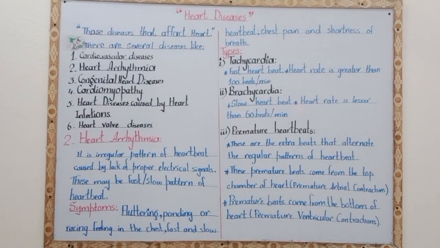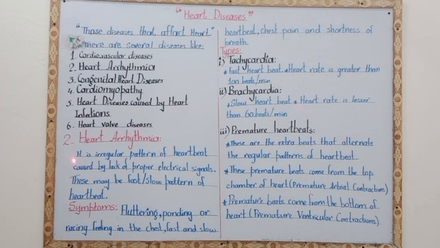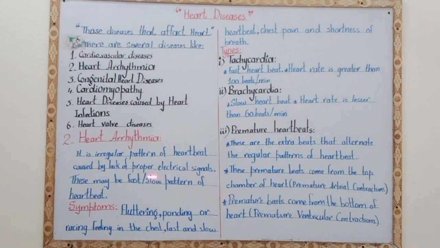So, number two is heart arrhythmia. Heart arrhythmia is an irregular pattern of heartbeat caused by lack of proper electrical signals. These may be fast or slow patterns of heartbeat. You know, the electrical signals of the heart are discharged from the sinoatrial node, which is located in the atrium.